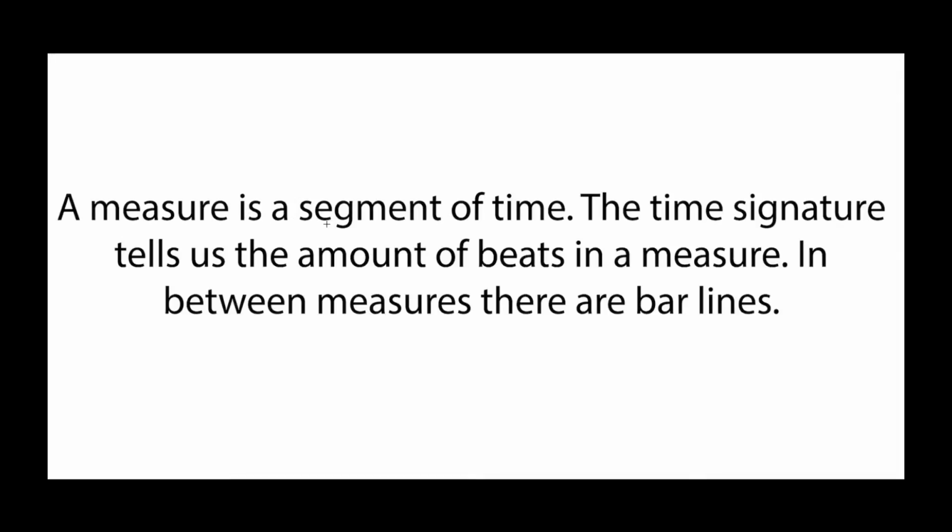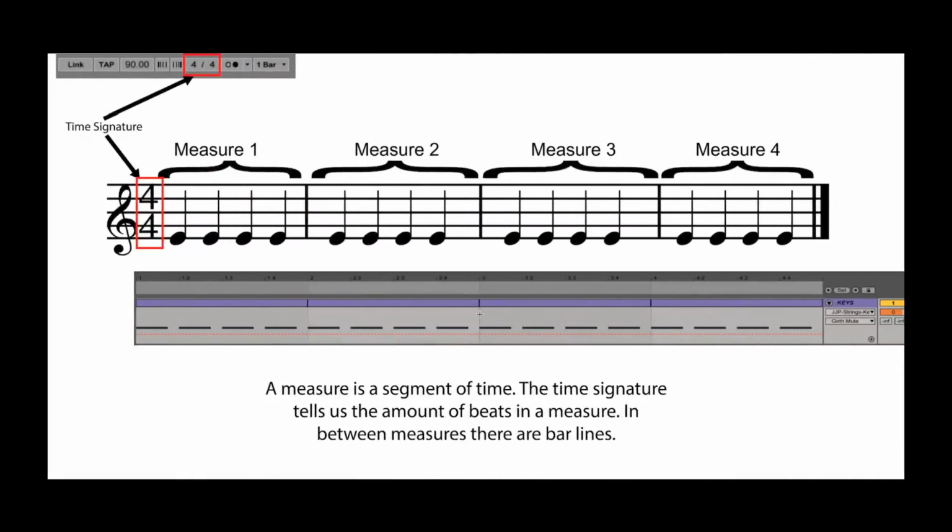We're going to start with a measure as a segment of time. Now, if we are looking at the musical staff right here, you'll see we have four measures: measure 1, measure 2, measure 3, and measure 4. The next sentence in our definition is the time signature tells us the amount of beats in a measure. Now our time signature is right here. And this is called 4/4 time.